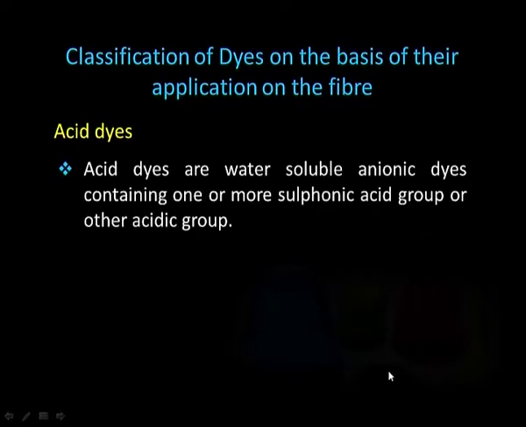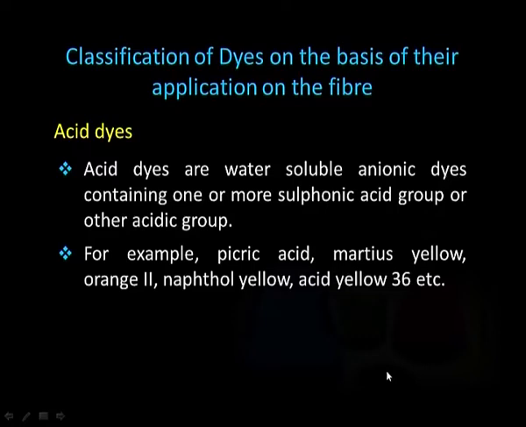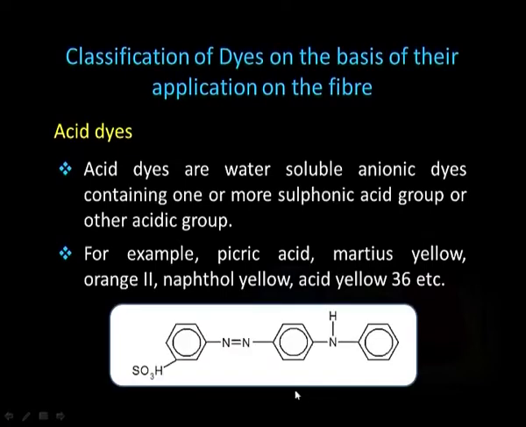Acid dyes are water soluble anionic dyes containing one or more sulfonic acid groups or other acidic groups. For example, picric acid, Martius yellow, orange 2, naphthol yellow, acid yellow 36, etc. Here this is the orange 2 dye, which is an acid dye.